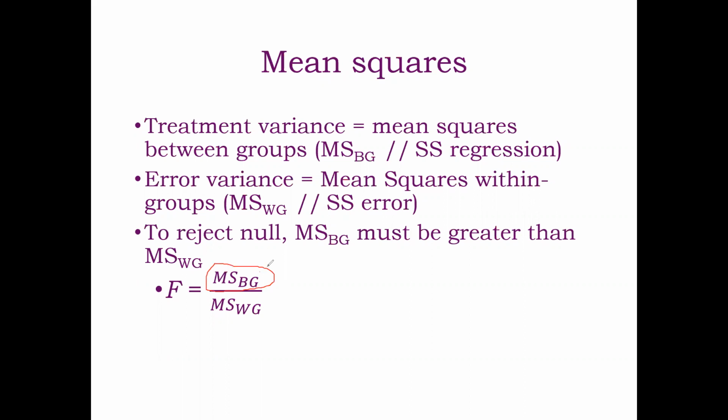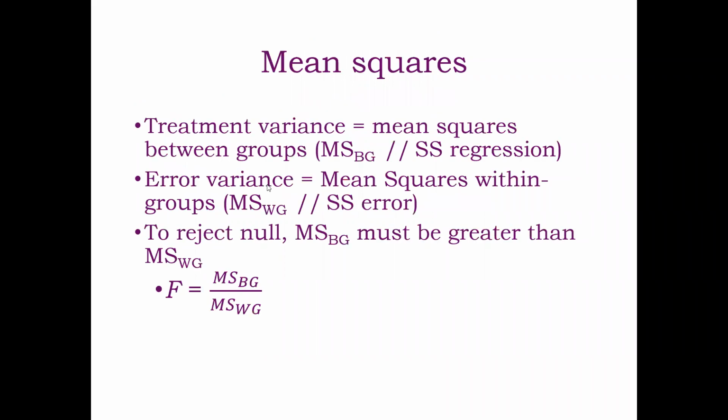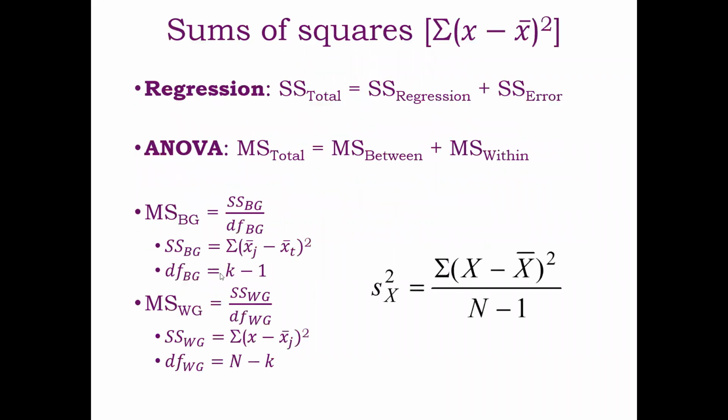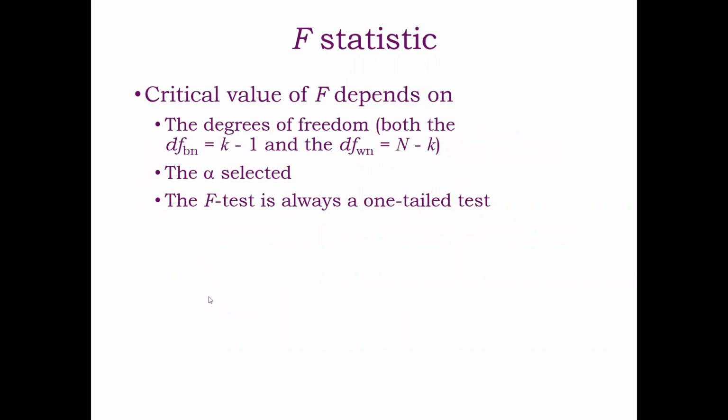So you want the difference between the groups to be big, and you want the difference within the groups to be small. The critical value of F depends on the degrees of freedom, both between groups and within groups, right? And the level of alpha that you select. And it's always one-tailed because look back here, F, mean squares. Mean squares is just a sums of square deviations divided by degrees of freedom. So these have to be positive values, which means that F is always going to be positive.